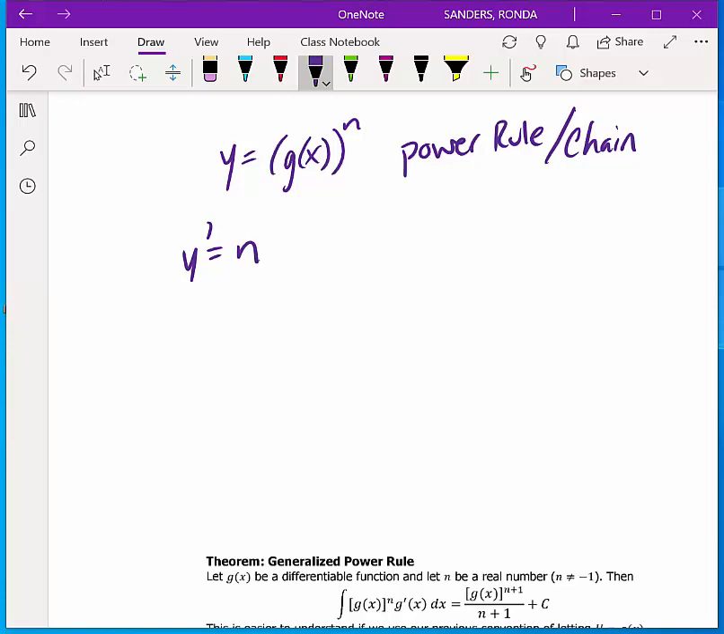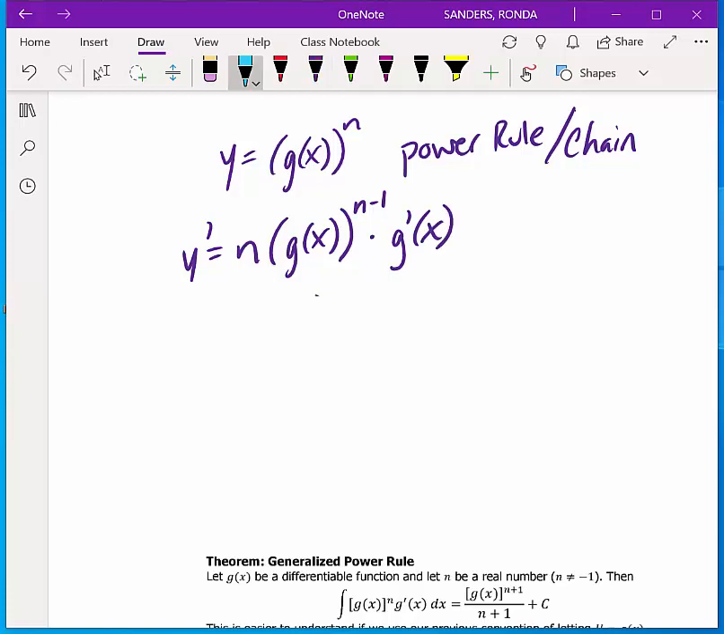The n would come down in front. The stuff on the inside would stay exactly the same, now raised to the new power of n minus 1. The chain rule would then say I had to multiply times the derivative of the inside function. So I'd multiply by g prime of x.